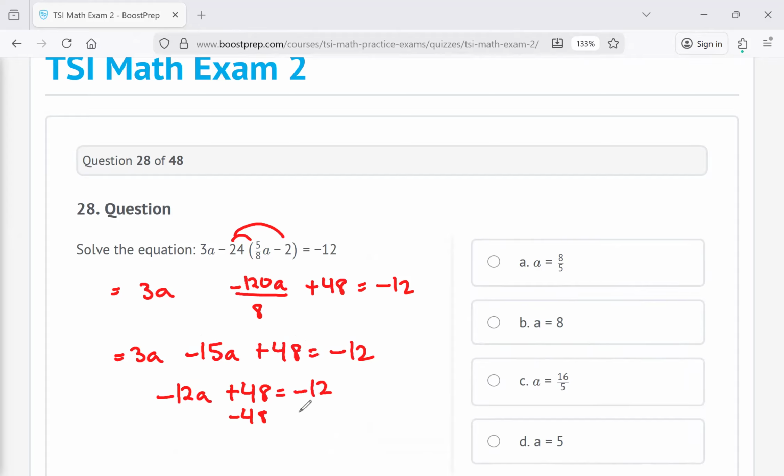Subtract 48. Subtract 48 to get -12a equals -60. Divide this by -12. Divide this by -12. And you get -60 divided by -12 is 5.